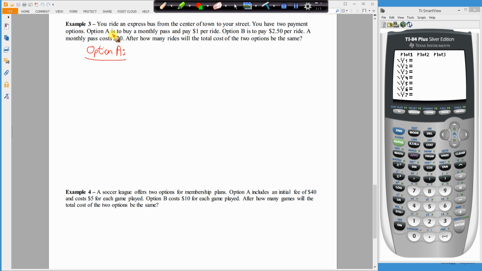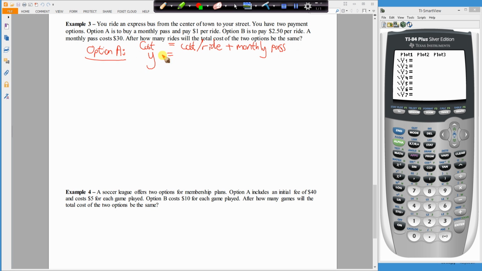So option A says you're riding the bus and you can buy a monthly pass and pay $1 per ride. Okay, so my cost for option A would be $1 plus the monthly pass fee. So what I do there is say, let Y be my cost of riding the bus. That's going to be equal to my cost per ride plus the monthly pass price. This is option A.